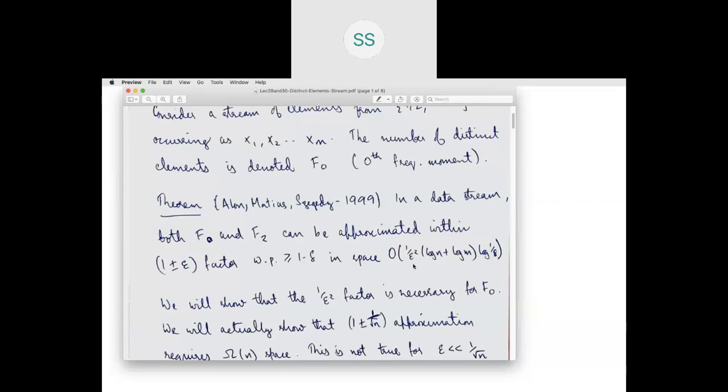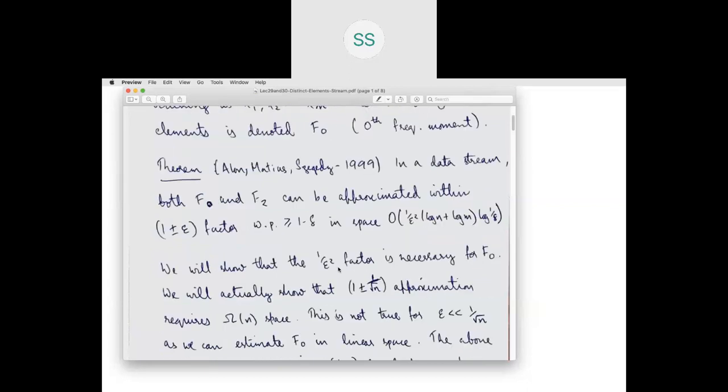But better approximation seems more expensive than better accuracy, because here it is 1 by epsilon square, here it is log of 1 by delta. So the question that we will look at is: is this 1 by epsilon square really necessary? Can we get away from this? And the answer is no, it cannot. It is essential, and that is what we will show in this lecture.